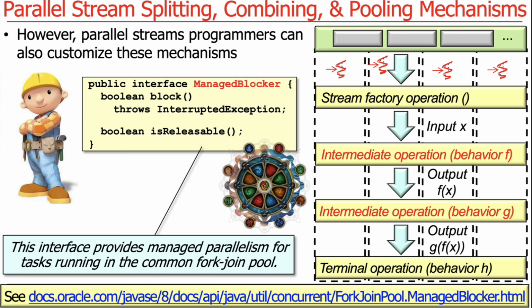We will talk more about managed blockers later, but they're very important to be able to increase the size of the common fork join pool, at least temporarily, until the number of threads that are blocking goes away or is greatly reduced, in which case the threads that were created to compensate for blocking threads will be terminated by the common fork join pool.